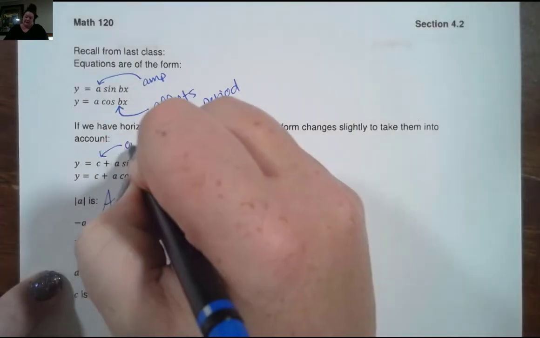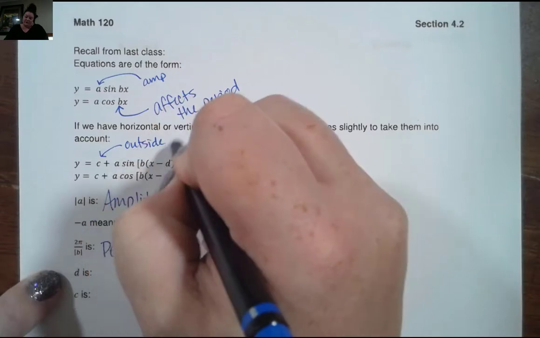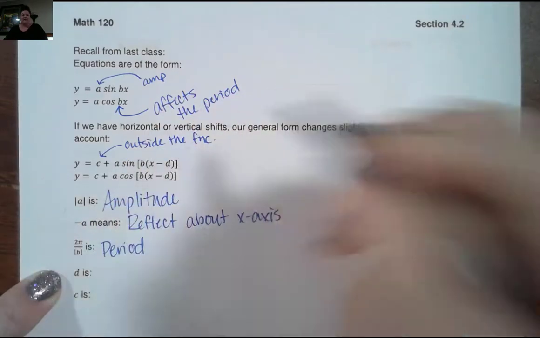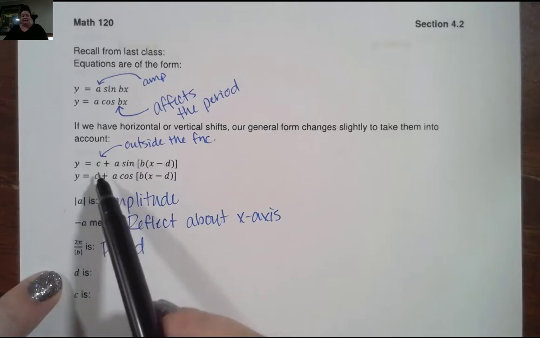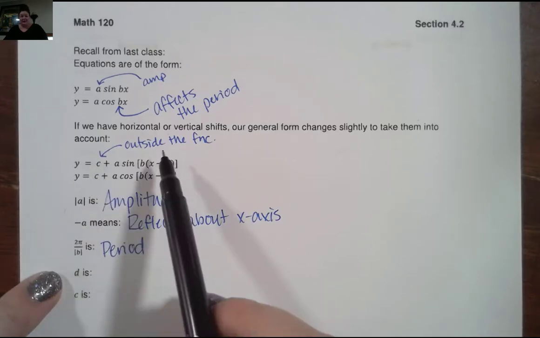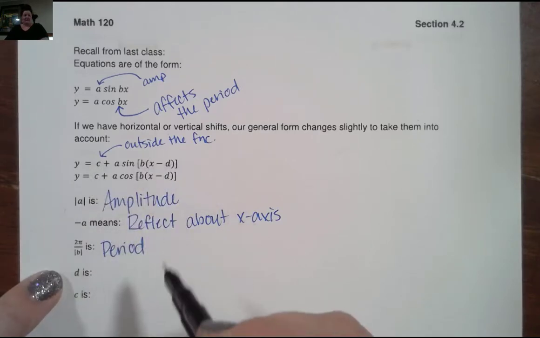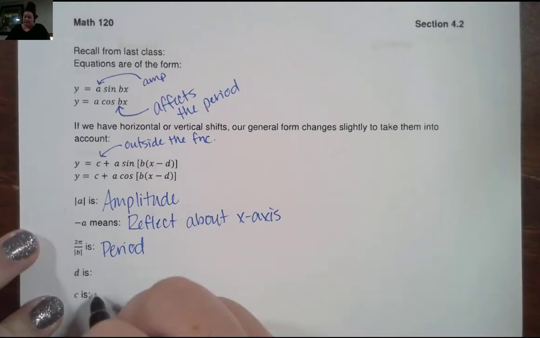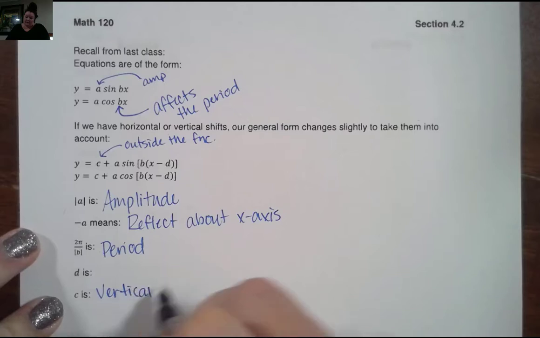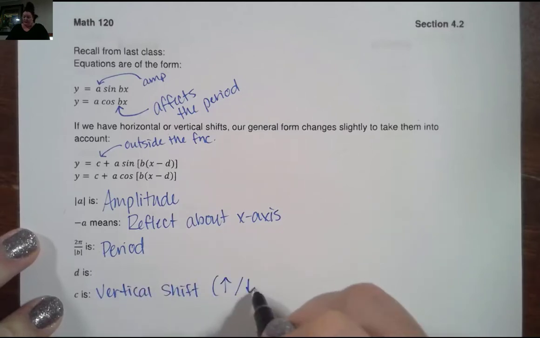And this is considered outside the function. And remember how we talked about things that happen outside the function happen to the y, things that happen inside the function happen to the x. So if we are adding or subtracting outside the function, that is going to give us a vertical shift. Okay, a vertical shift, which means we're going up or down.